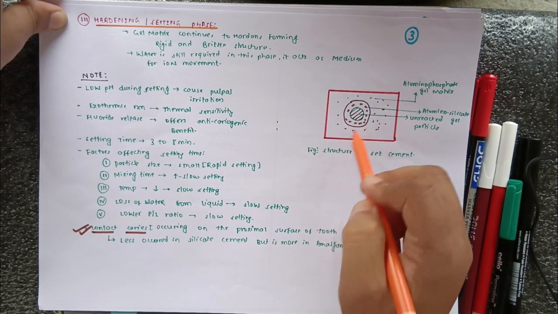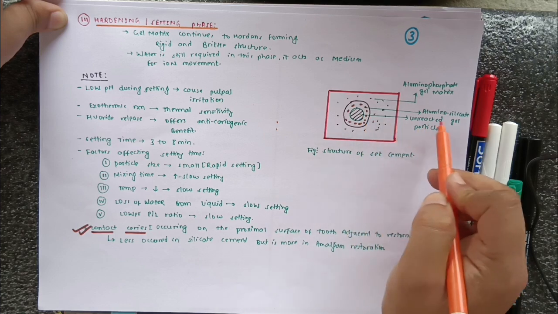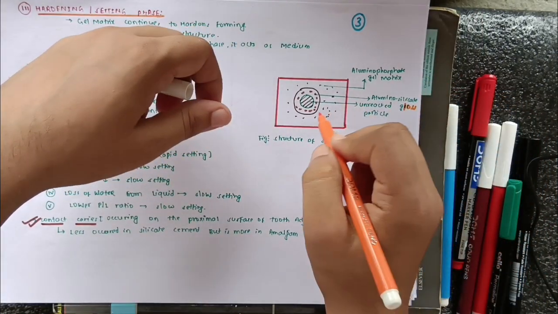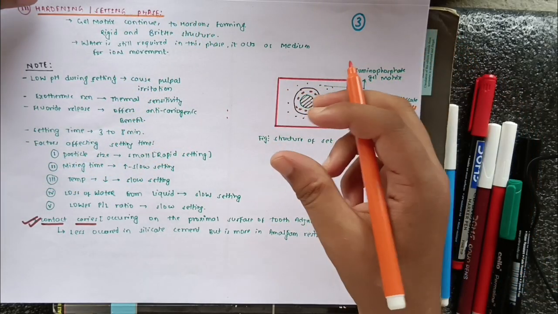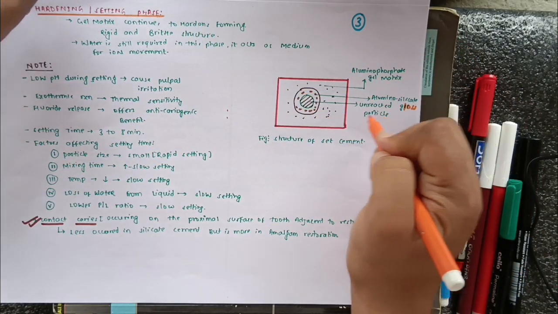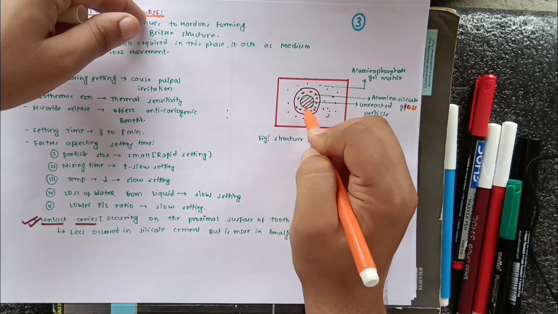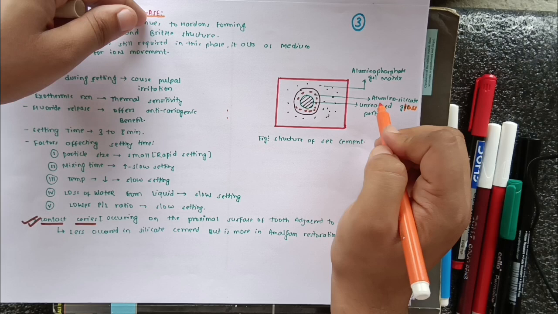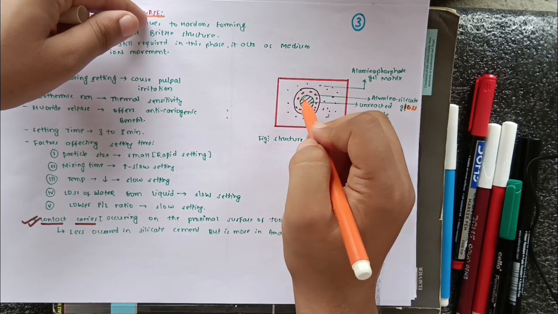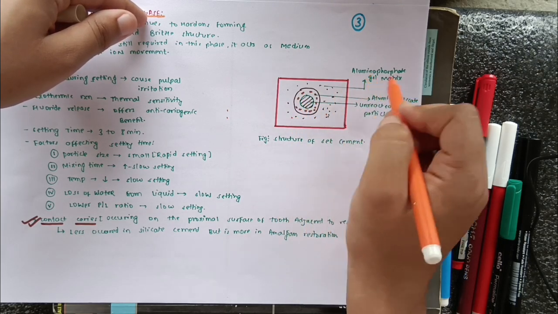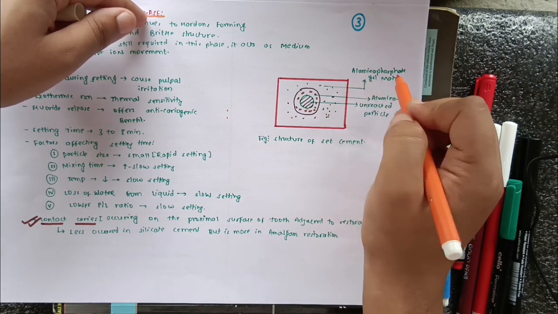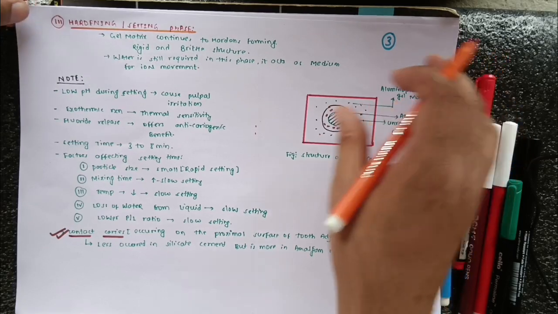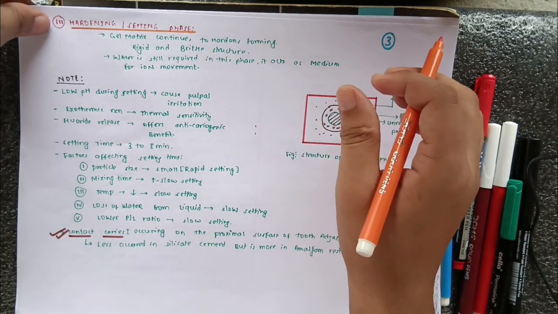In this picture, as we can see here, there is an unreacted glass particle present. That unreacted glass particle is surrounded by this structure, which is aluminosilicate gel. This whole structure is present in a matrix, and that matrix is the aluminophosphate gel matrix, the metal phosphate gel matrix. As I have put effort into this, you should remember this. It is easy to remember.